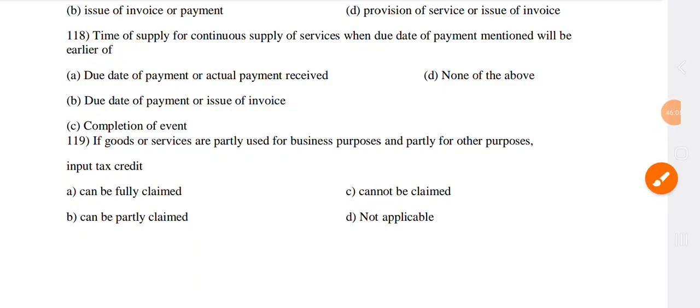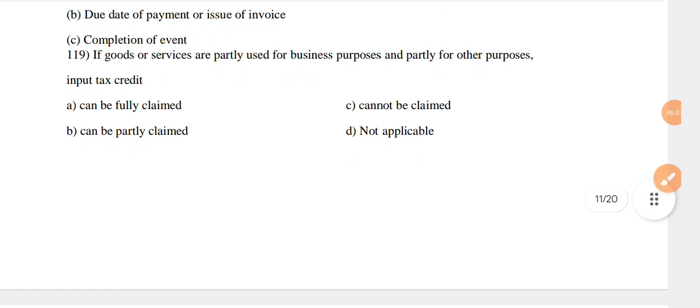Next question. If goods or services are partly used for business purpose or partly for other purpose, input tax credit: option A, can be fully claimed; B, can be partially claimed; C, cannot be claimed; and D, not applicable. The correct option is B.